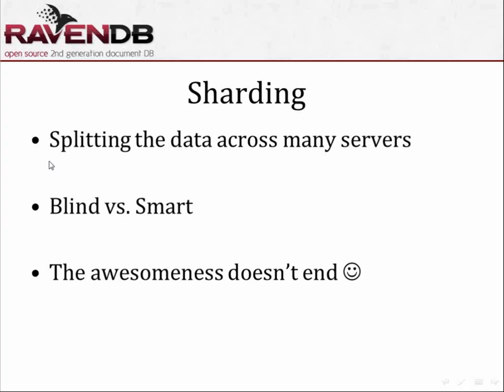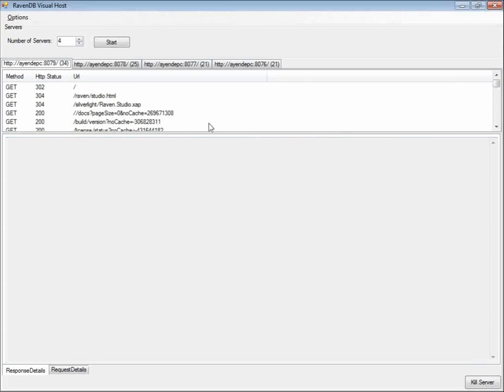When we're talking about sharding, we're talking about splitting the data across multiple servers. Unlike replication, where all of the data is in all of the servers, now every server contains only some part of the data. And RavenDB actually has some really cool stuff related to that. Itamar, Fitzrak and I have worked really hard to make this a really awesome scenario for you. So let me show you what we have done.